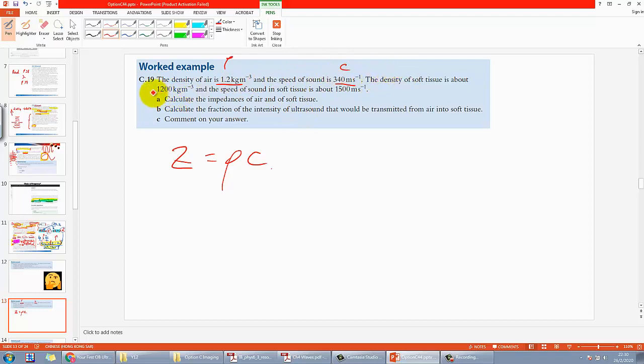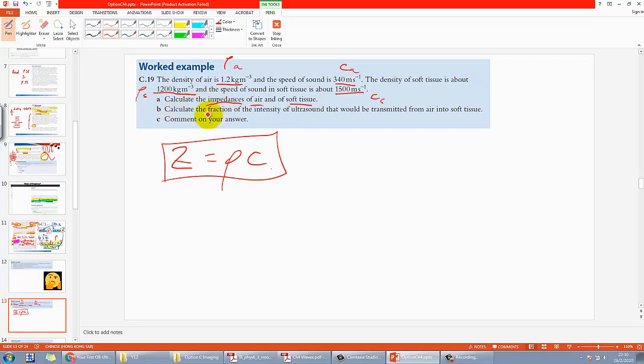The density of the soft tissue and the speed of sound in the soft tissue as well. So maybe you want to label them as air, soft tissue, S maybe, S for this. And then you just have to calculate impedance for each of them using this equation.